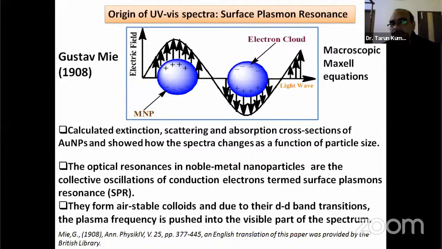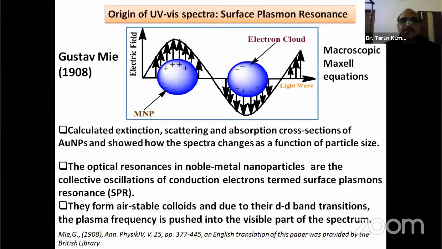If it vibrates, it will fluctuate, so sometimes the positive and negative charges will be at different ends, the electron cloud and the nuclear part. Just think of it as always vibrating. Due to this oscillation, it will form an electromagnetic wave. When light is coming, if both resonances match, it can absorb that light. That is the surface plasmon resonance, and that absorbed light you can get in the UV-visible spectrum.